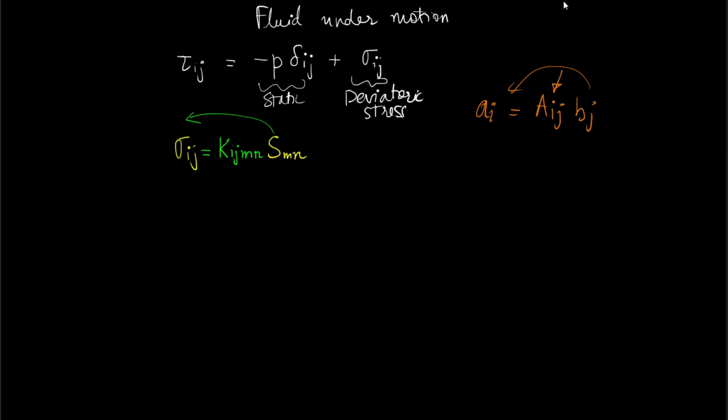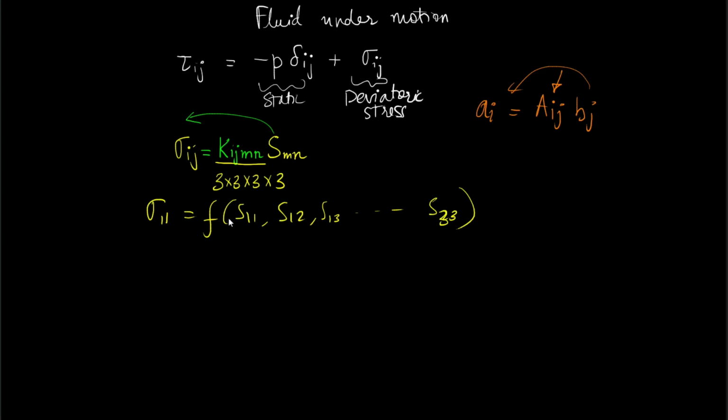Now let us look at the different requirements of this relationship. For this relationship to hold true, how many variables must we have? i can go from 1 to 3, j can go from 1 to 3, m can go from 1 to 3, n can go from 1 to 3. Meaning sigma 11 is a function of s11, s12, s13, dot, dot, dot, all the way to s33. So this relationship between all these terms in a linear fashion can be done by means of 81 constants.